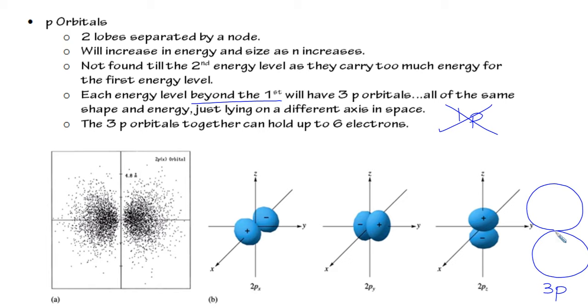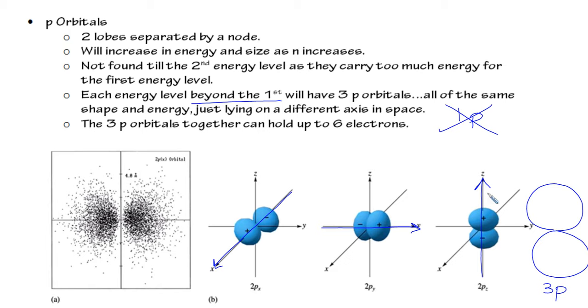There are 3 of them in every energy level, second and beyond. And again, they're all the same shape. They just lie on slightly different axes in space, which we'll mention in a minute. So they've got this listed as 2px, so this one's on the x-axis, 2py on the y-axis, and 2pz going up and down on the z-axis. Exactly the same shape, same energy. They're just lying in a slightly different orientation in space.